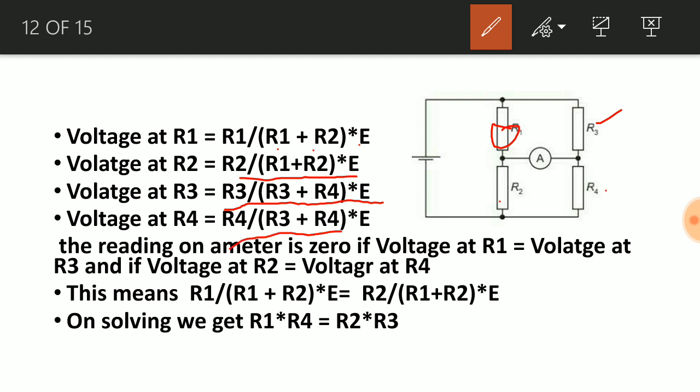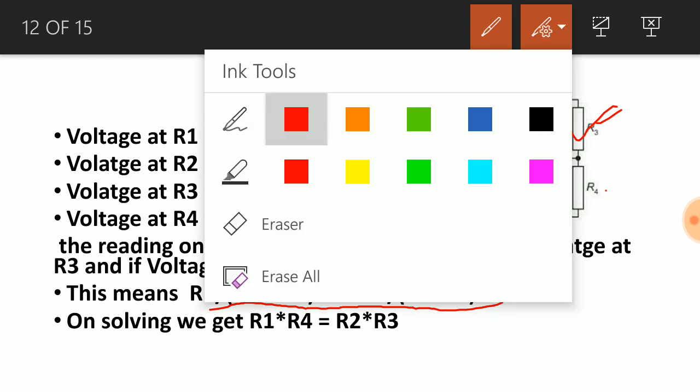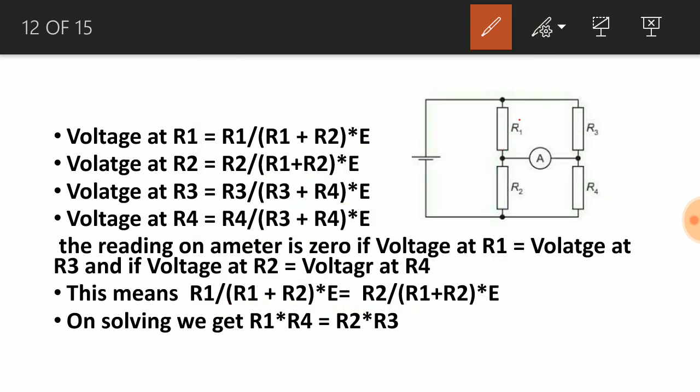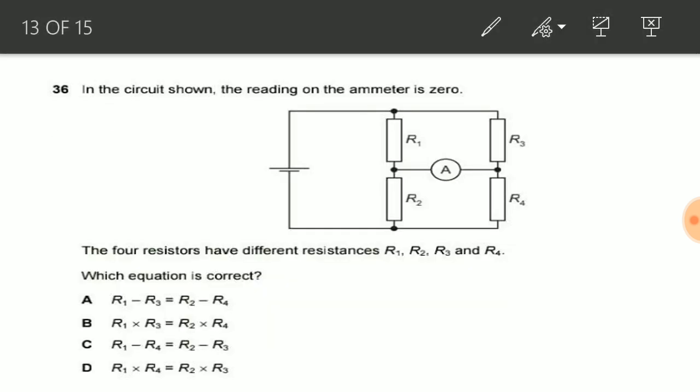Now, if we compare the potential of R1 and R3, if we equate them, because if the potentials of R1 and R3 are equal, then only the reading of the emitter will be 0. Or we can equate the potential of R2 and R4 as well. On equating the potential of R1 and R3, we get this relation. This relation is in our option choice D. So our correct answer for question number 36 is option choice D.